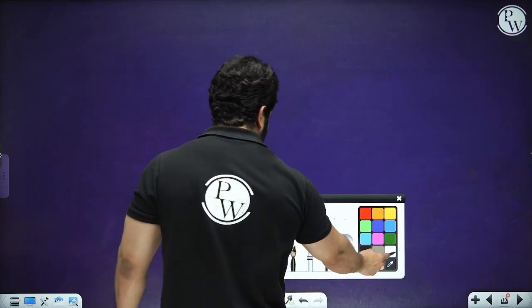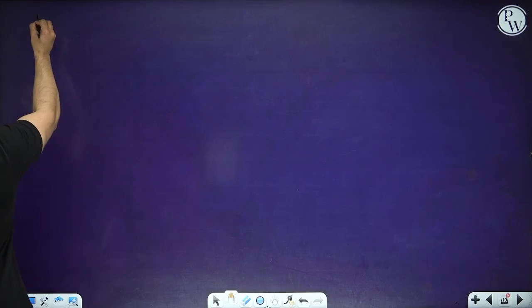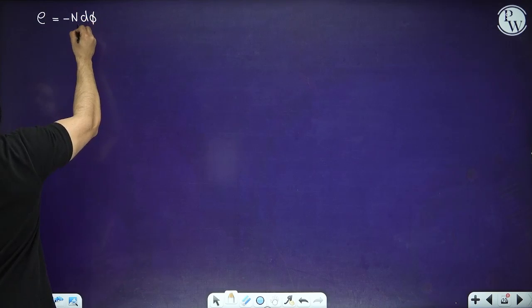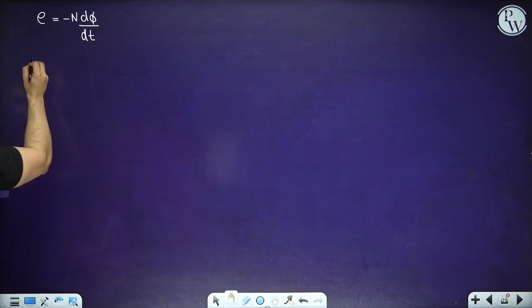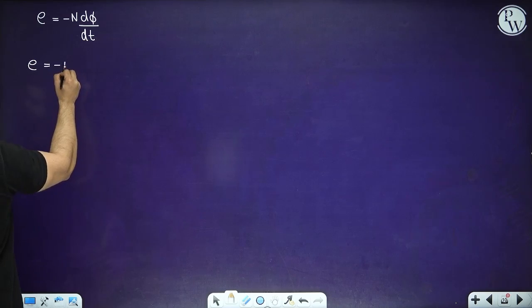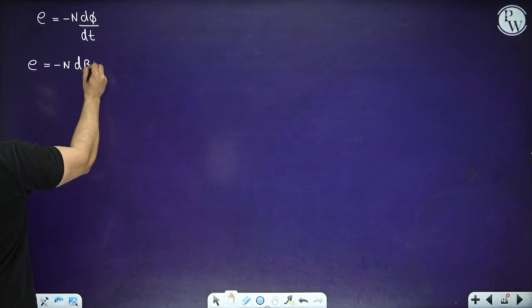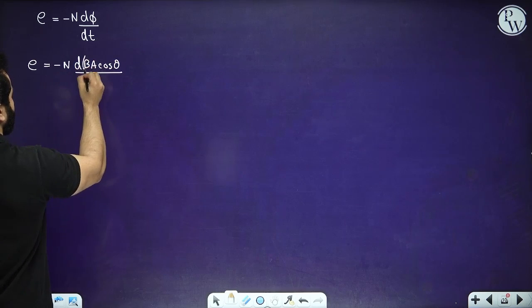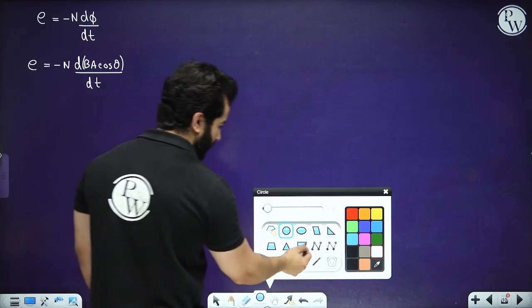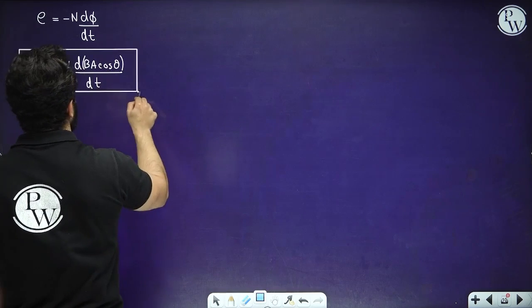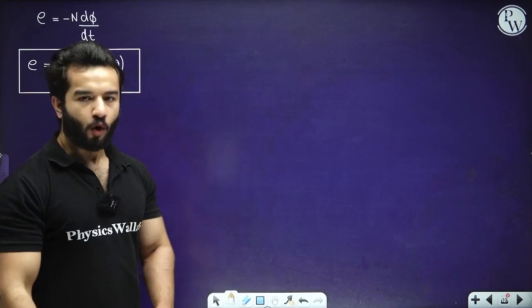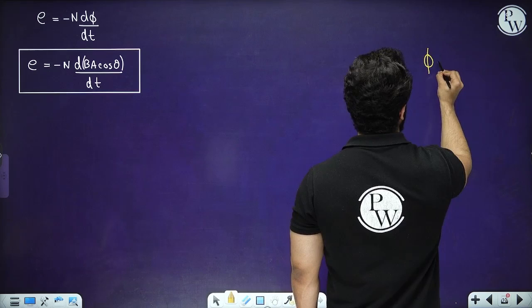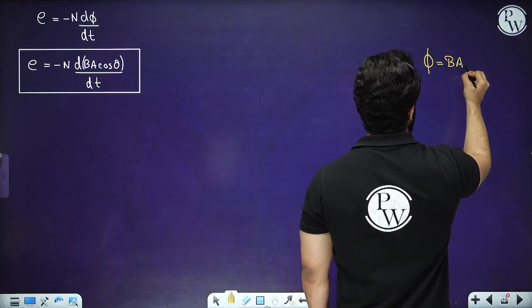Now when we say that induced EMF is equal to minus n d phi by dt, what we really mean is, this can be written as minus n d BA cos theta by dt. So if you want to change flux, think about it: in how many different ways can you change it? This is BA cos theta.